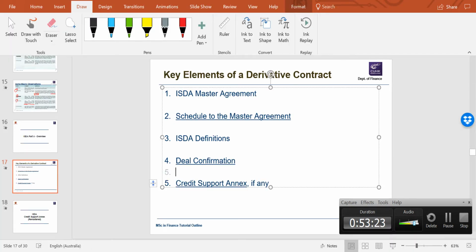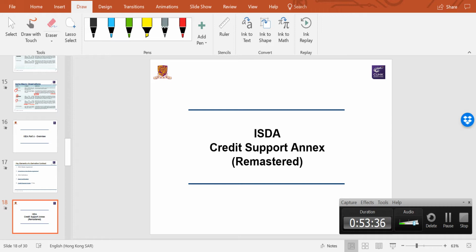And deal confirmation, well, that's just when you are doing a deal. But the CSA, or Credit Support Annex, is where I guess we like to spend a bit of time. And I say here, it's remastered. You know what that word means, right? Remaster, in the music industry or the movie industry, is when you've already done something and shown everyone, and years later you take out the tapes and remaster it to produce a better version. So this is remastered.